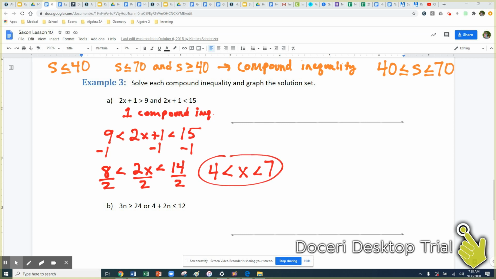So anytime I put a number that's greater than 4 and less than 7 into this inequality, I'm going to get a number between 9 and 15. So it's going to let me fall in between.